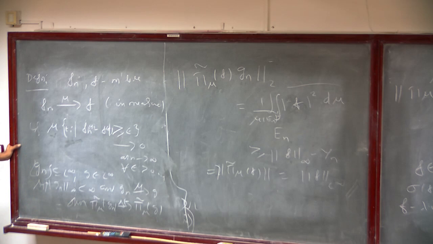But then there is a fact in metric spaces. If you have a sequence such that every subsequence has a further subsequence which converges to the same limit, then the sequence itself converges to that limit.